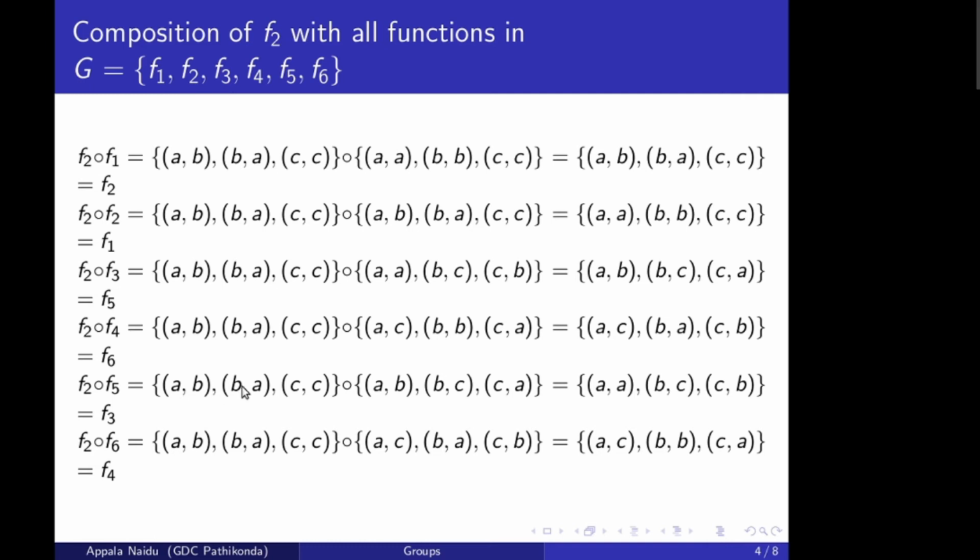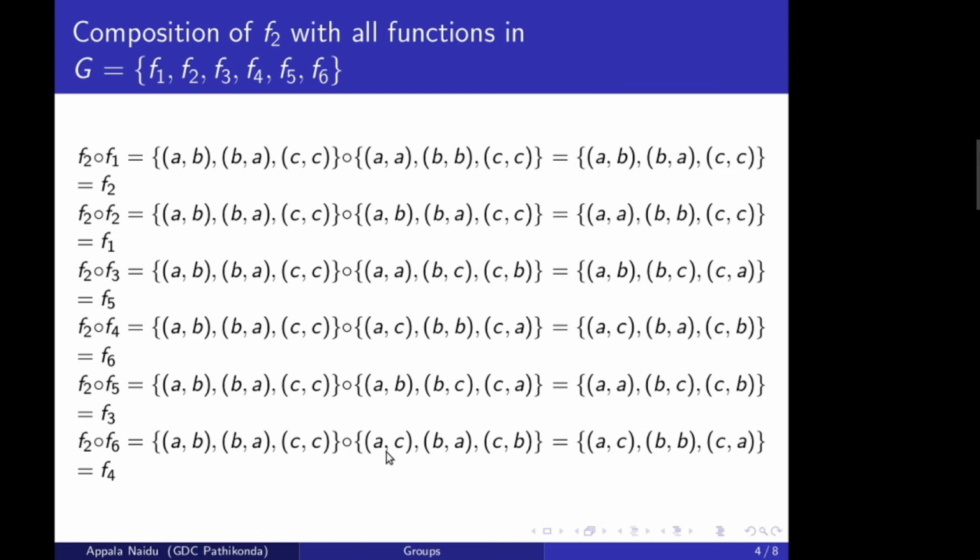Similarly for F2 circle F5, A is mapped to B, B is mapped to A, so in composition A is mapped to A. Here B goes to C, so C goes to C. So in composition B goes to C. In this C goes to A goes to B. In composition C goes to B. So this is equal to F3.